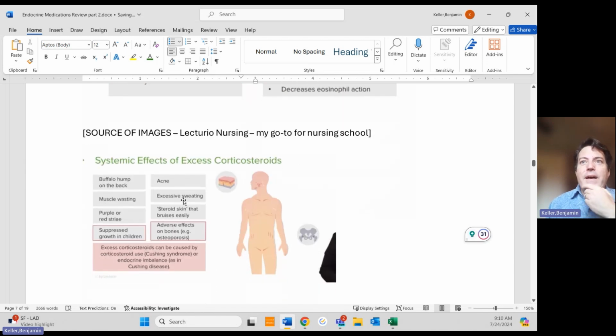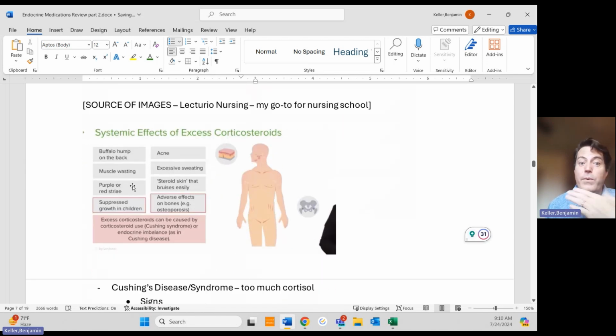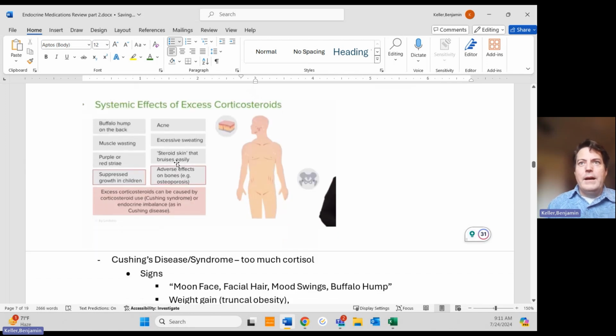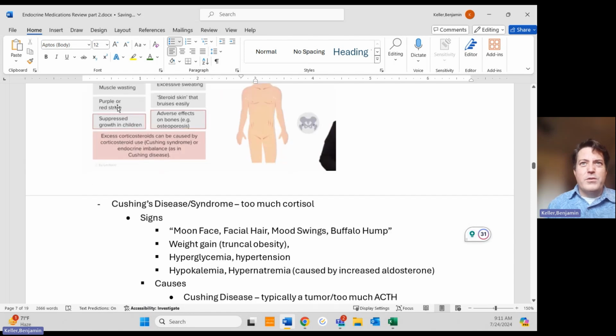So some systemic effects of excess glucocorticoids, we're going to see this with Cushing's disease and Cushing's syndrome, but it's going to be like a buffalo hump. That's because it's an inappropriate way that the body is starting to create fat in the back of the shoulders. Acne, because it increases androgens, muscle wasting. It's really weird the way that works, but it causes people's arms to get skinnier and them to gain weight around the midsection. Excessive sweating, steroid skin that bruises easily and tears. Sometimes people will see this especially in older adults, senior adults. Red or purple stretch marks, that's what striae mean.